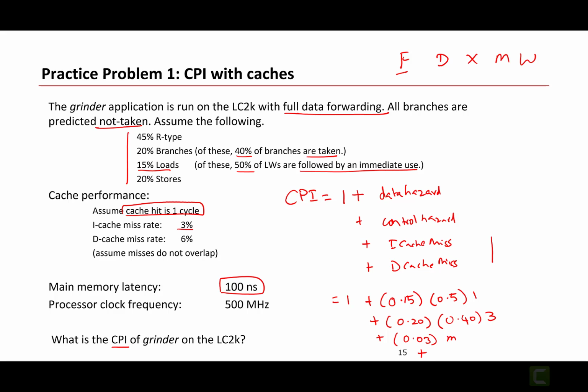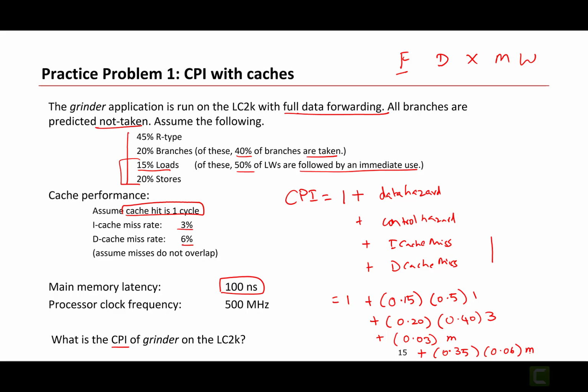And so finally, I have the data cache miss penalty, and for that I need to consider only the loads and stores, which is 15% of them are loads and 20% of them are stores, and so together it's 0.35. So for 35% of instructions, I may miss the data cache 6% of the time, and when that happens, I have to go to the main memory and incur a latency of M, which I have not computed yet.